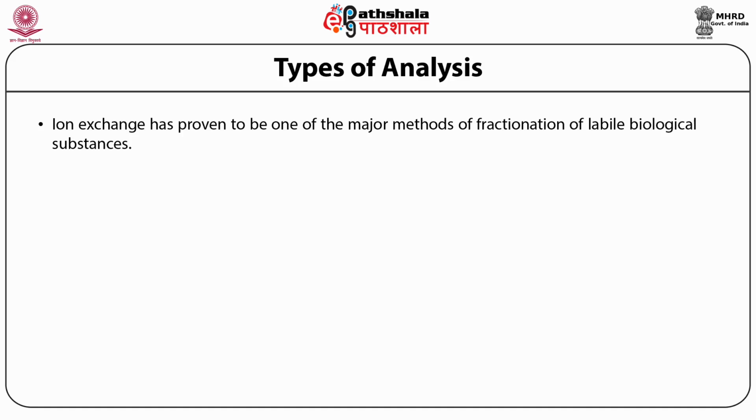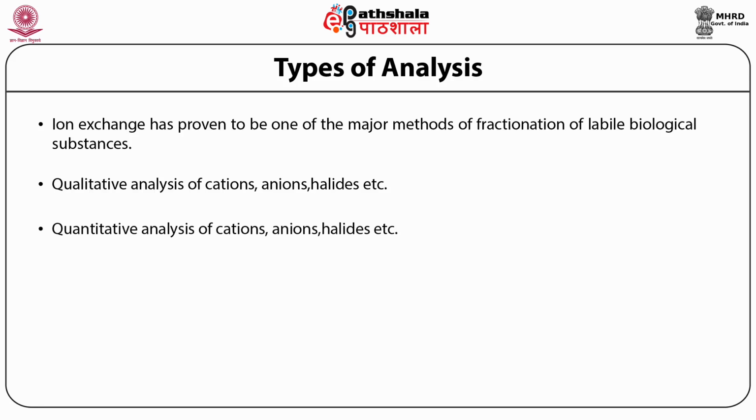IEC can be used for many types of analysis: qualitative analysis of cations, anions, halides, etc.; quantitative analysis of cations, anions, halides, etc.; trace analysis and ultra-trace analysis of heavy metals, etc. Ion exchange is frequently combined with other techniques which separate according to other parameters such as size, for example, gel filtration; hydrophobicity, for example, hydrophobic interaction chromatography or RPC; or biological activity, for example, affinity chromatography.